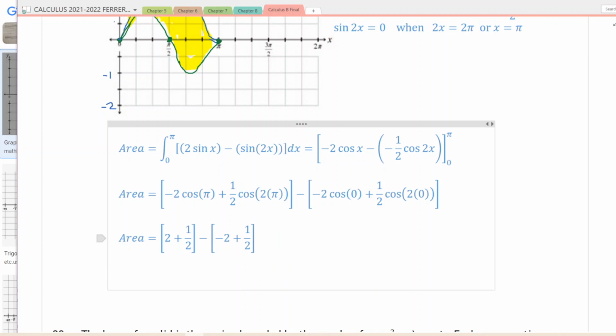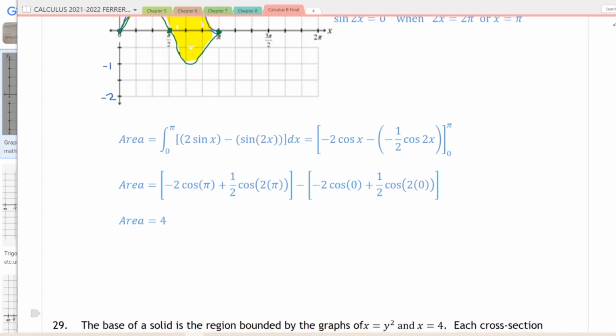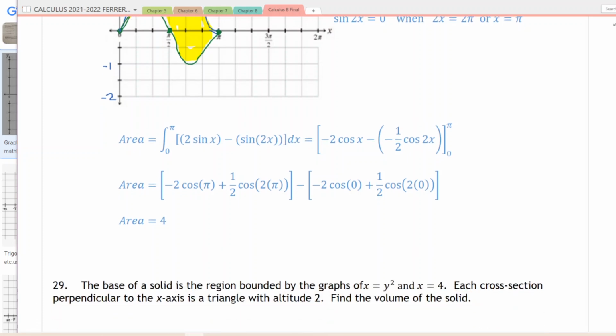Let's do some addition now. 2 plus 1/2, that's 5 halves, I believe. And then negative 2 plus 1/2, I think that's negative 3 halves. And then now 5 halves minus negative 3 halves, that's 8 halves, or just 4. Well, hey, that does it for question 28.